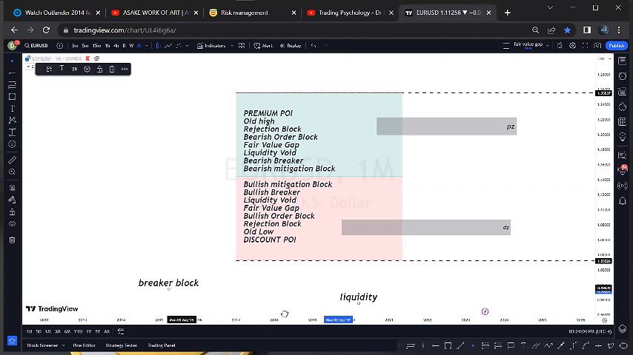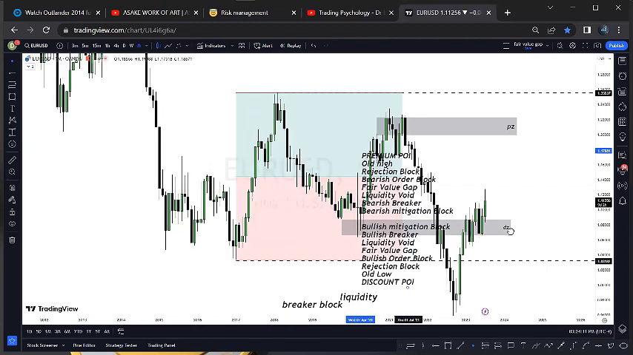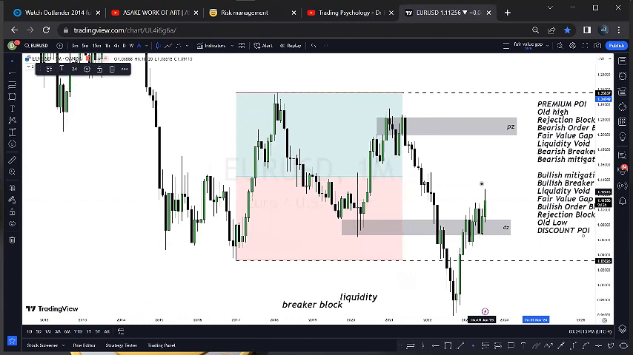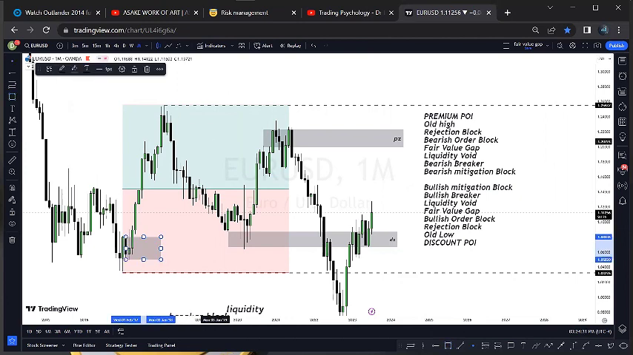So now this is what you do. Inside this range, every down candle is a bullish order block.